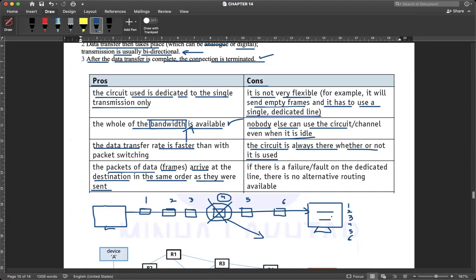Now, if there is a failure or a fault on the dedicated line, there is no alternative routing available. यही point तो मैंने आपको अभी ऊपर discuss किया है कि it's a dedicated channel. So if there is any other kind of an error in the transmission line, you have to wait for the repairing. You have to wait for the repairing because it takes time.